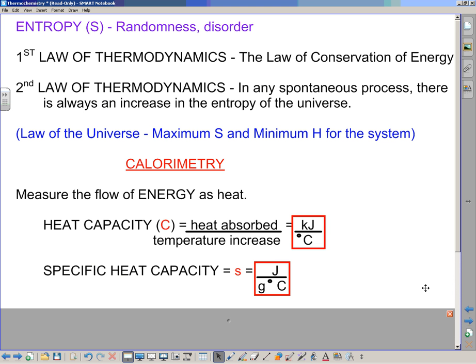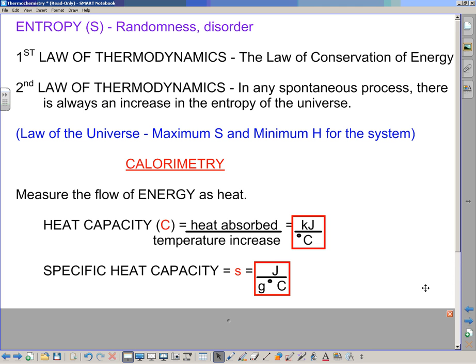Now, if we want to be specific about the object itself, we have to add in a mass of the object. So that's where the specific heat capacity comes in, which is a lowercase s. Now we take the amount of joules that are absorbed per gram per degree Celsius. Another way to think of it is, if I have 1 gram of copper, I heat that up 1 degree Celsius and measure the amount of heat it absorbed, I will now know the specific heat of copper.